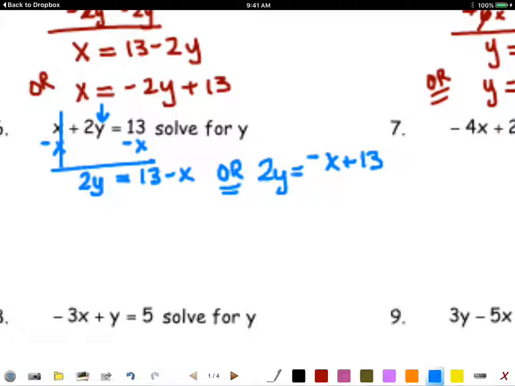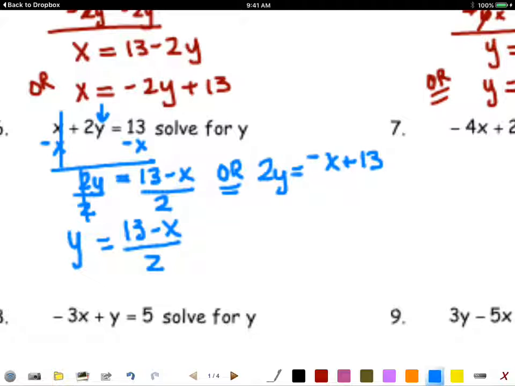Okay. All right, we're still not done because we need to solve for y. Right now we've solved for 2y, right? That's not good enough. How is the 2 connected to the y? Multiplication. What's the inverse of multiplication? Division. So we are going to divide by 2. Now watch this. If we divide that side by 2, we have to divide this whole other side by 2. So we end up with y equals 13 minus x all divided by 2.